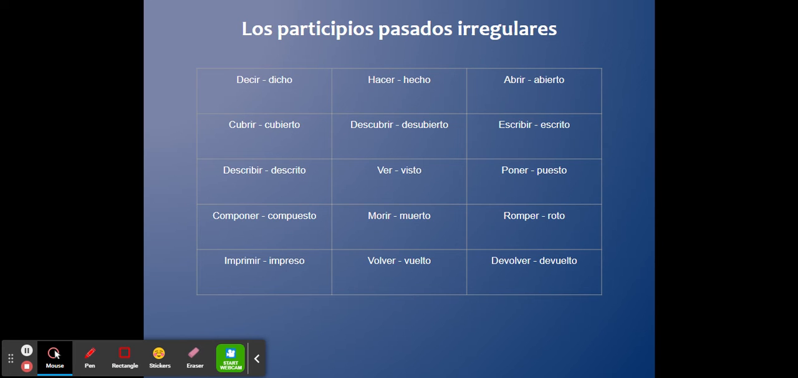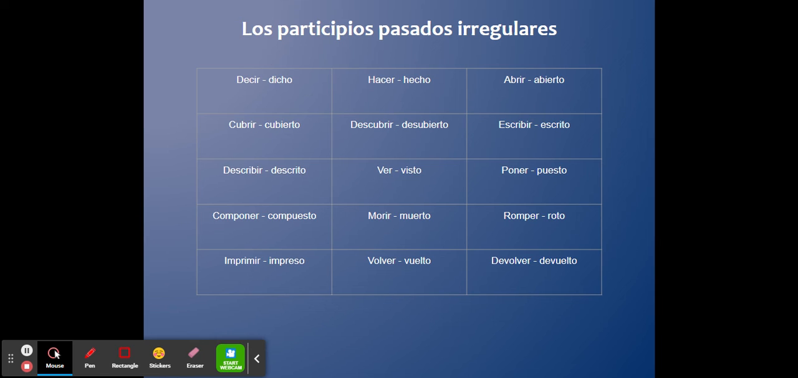From volver, we have vuelto, and vuelto has to do with people returning, and it means returned, but people returning, or animals returning. From devolver, we have devuelto, which also means returned, but it has to do with an item being returned. So, for example, los estudiantes han devuelto los libros. The students have returned the books, okay? As opposed to el estudiante ha vuelto a la clase. The student has returned to the class. So those are different uses of the verbs devolver and volver.